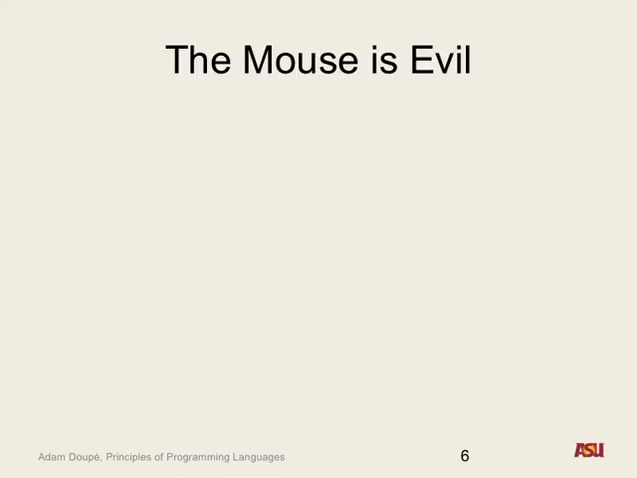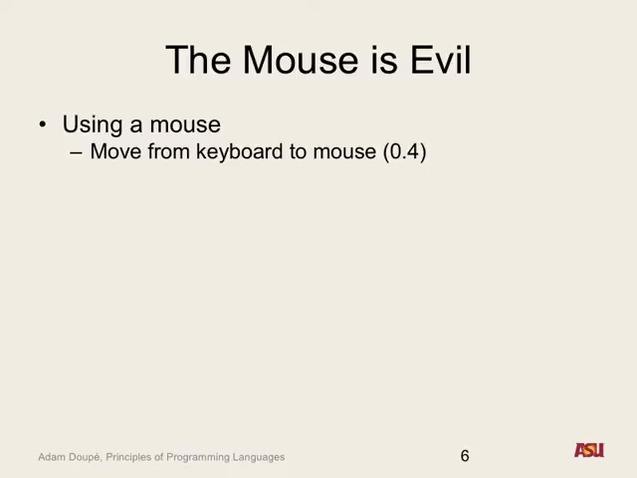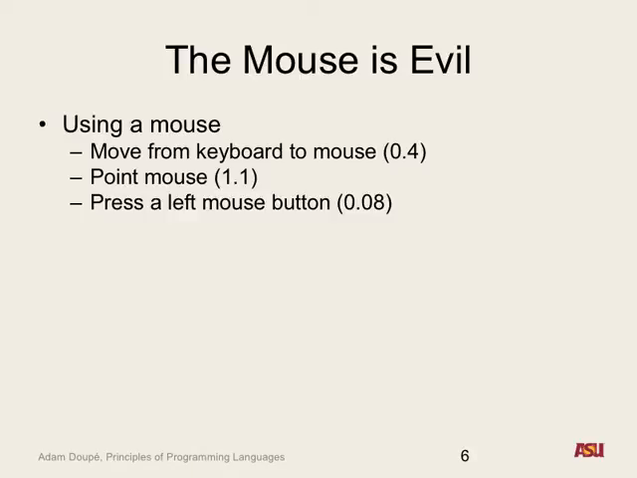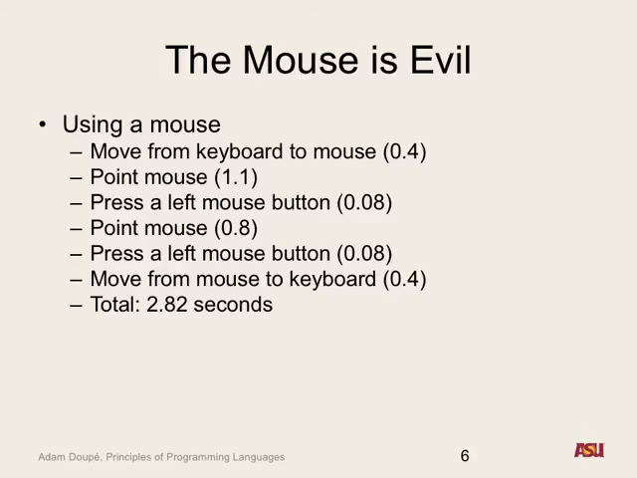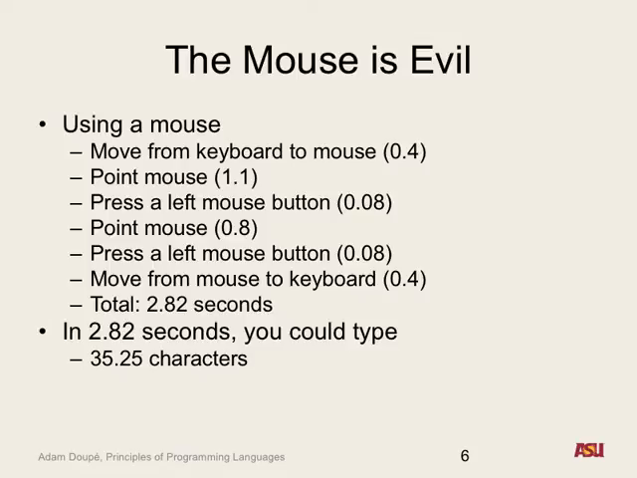So let's put this all together. If you're using a mouse to do something simple, let's say we want to select something from a menu bar. We don't know where the mouse is, we have to move to the mouse, go to the menu, click it, and then click on one of the drop-down entries. So we first move our hands from the keyboard to the mouse, then point the mouse, click it, point the mouse again, press the left mouse button, and move from the mouse back to the keyboard, taking 2.82 seconds to select one thing. In 2.82 seconds on their model, you could have typed 35 characters if you're a fast typist, 10 characters if you're an average typist, or 2.35 characters if you're a slow typist.